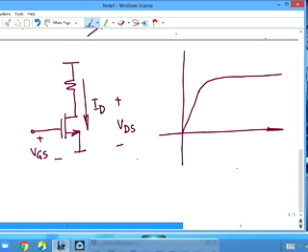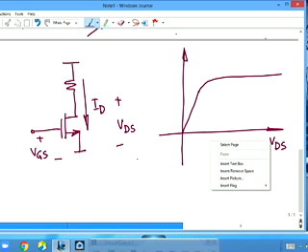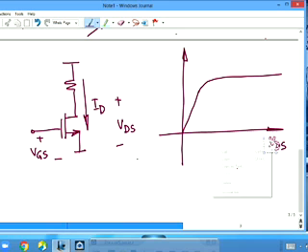Okay, this characteristic is so hard to predict that people are doing PhDs. So let's not bother about what equation this characteristic follows. We don't know. The x-axis is VDS and the y-axis is ID.